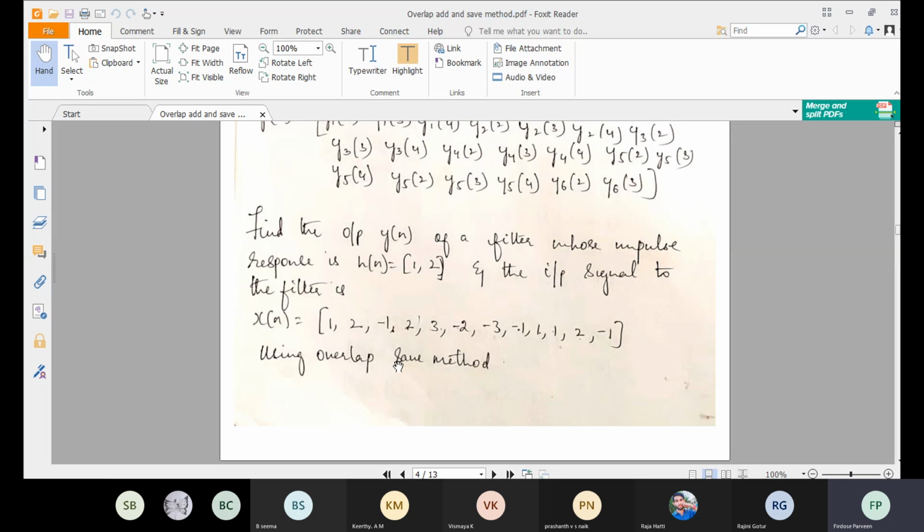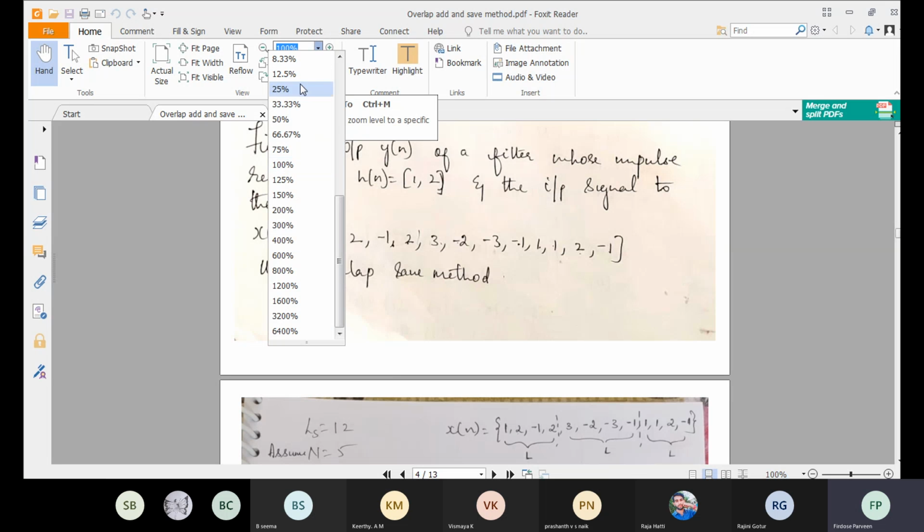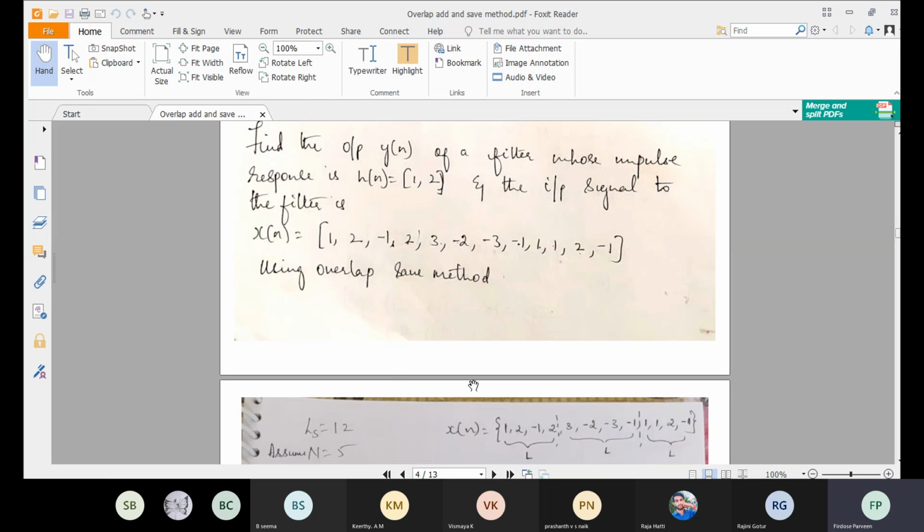Since this is a long sequence, we'll be going for the overlap save method. I'll just reduce the size. No problem, I've written here. So what is the length of the sequence here? You can count. It is 1, 2, 3, 4, 5, 6, 7, 8, 9, 10, 11 and 12. So L_S is equal to 12. The length of the given sequence is called L_S. And how much is it? It is 12.